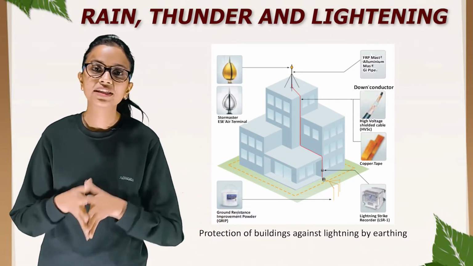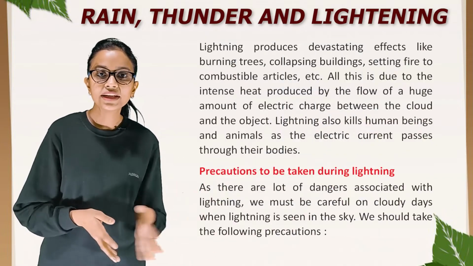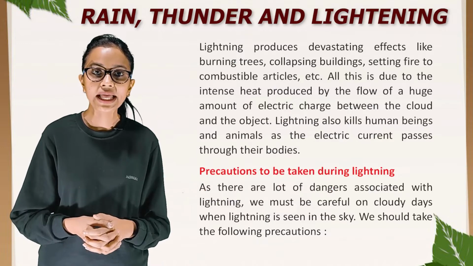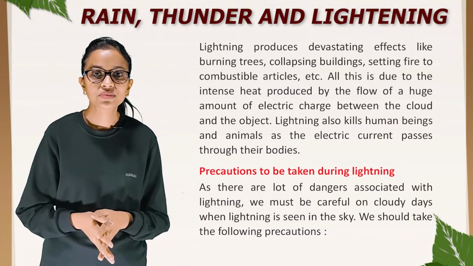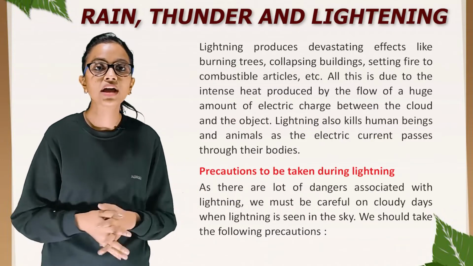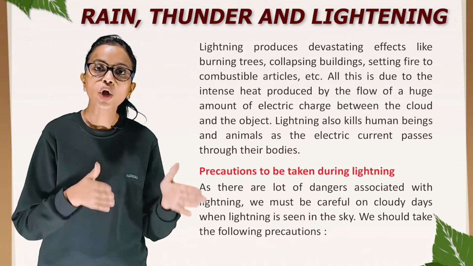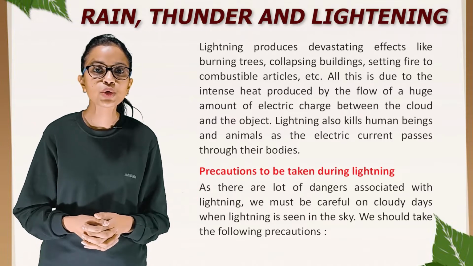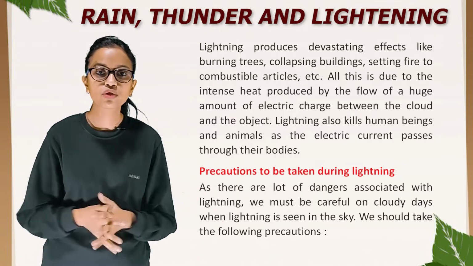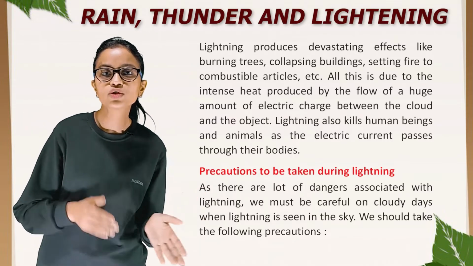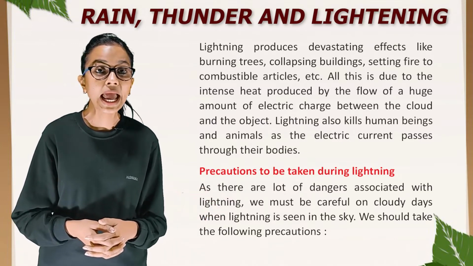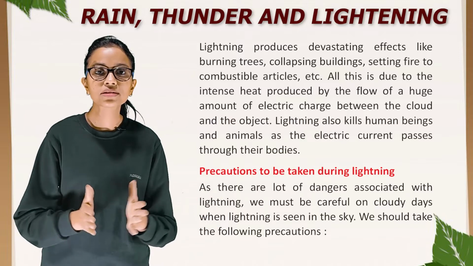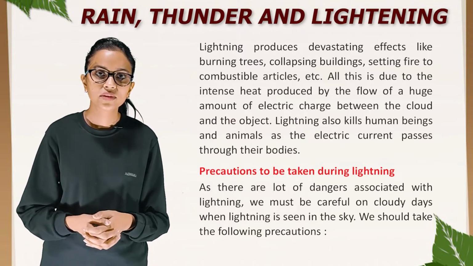Lightning produces devastating effects like burning trees, collapsing buildings, setting fire to combustible articles, etc. All this is due to the intense heat produced by the flow of a huge amount of electric charge between the cloud and the object. Lightning also kills human beings and animals as the electric current passes through their bodies.